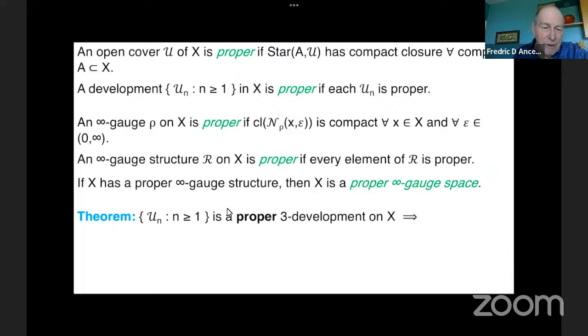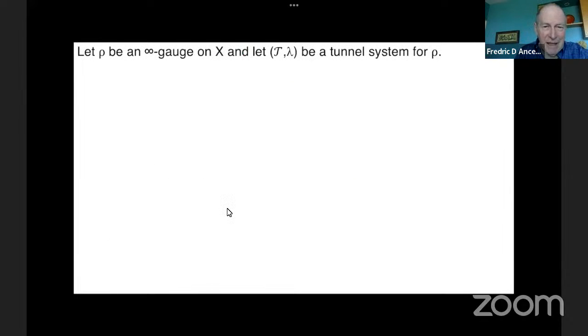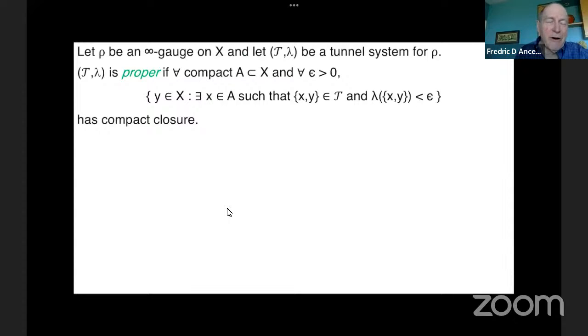But here's the theorem. Suppose that you start with a proper 3 development, where the stars of compact sets have compact closure. Then the associated infinity gauge is proper. And then hopefully, if you created a tunnel system and got the associated finite value gauges, it would be proper. Well, that may or may not happen. It depends on the tunnel system.